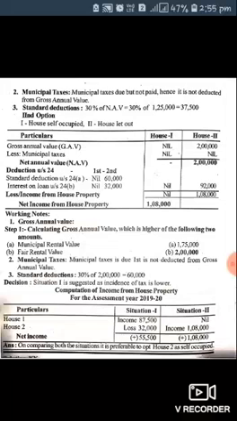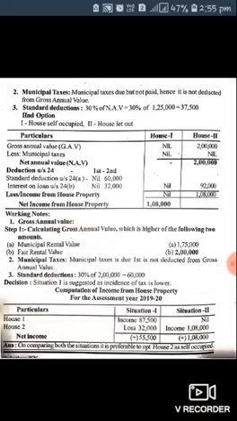And second option: the first house is self-occupied and the second house is let out. So the gross annual value of the first house will be nil because it is self-occupied. The second house value is 2 lakhs, and municipal tax is not paid, so it is not given as deduction. So the net annual value is 2 lakhs. There is no standard deduction for the first house, and 60,000 is given for the second house, and the interest on loan of 32,000 is given to the second house. So total deductions leave 1,08,000 as the income from house property.